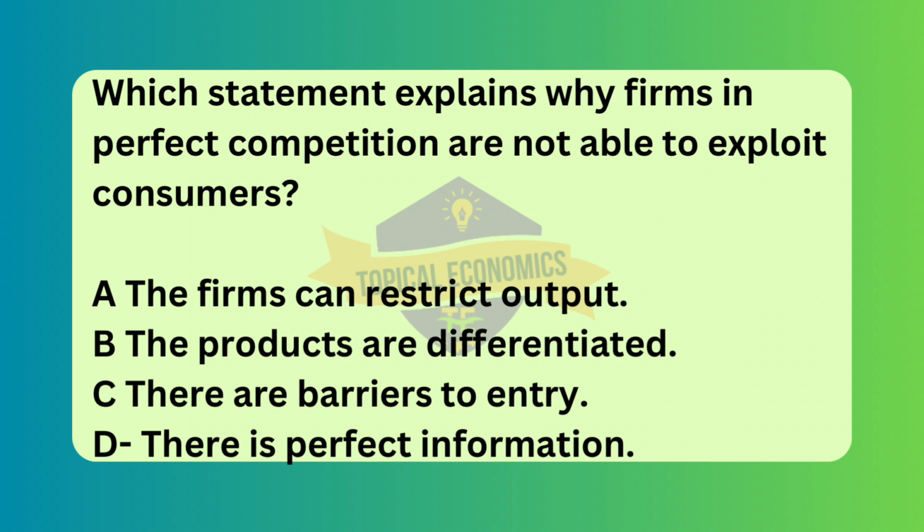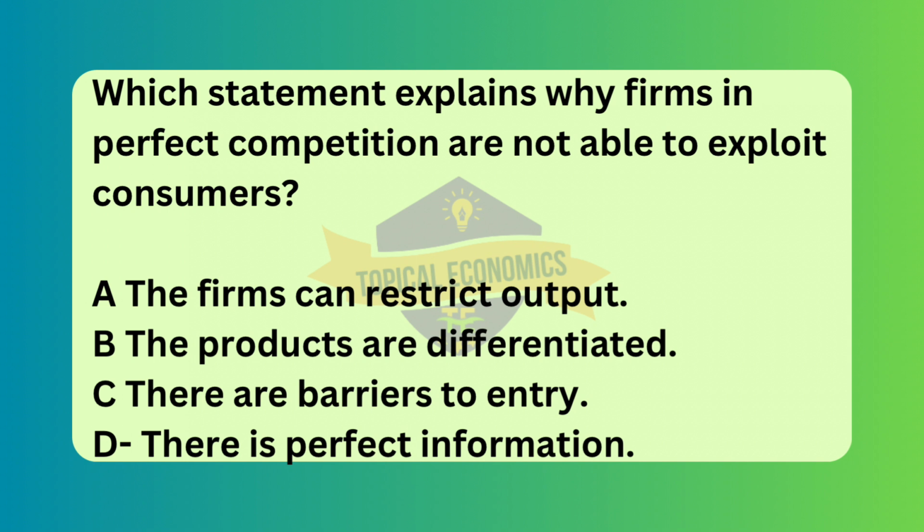There is perfect information. In a perfectly competitive market, perfect information means that all consumers and producers have complete and accurate knowledge about prices, products, and available alternatives. This transparency prevents firms from exploiting consumers, because if any firm tries to raise prices above the market level, consumers can easily switch to another seller offering the same product at the competitive price.